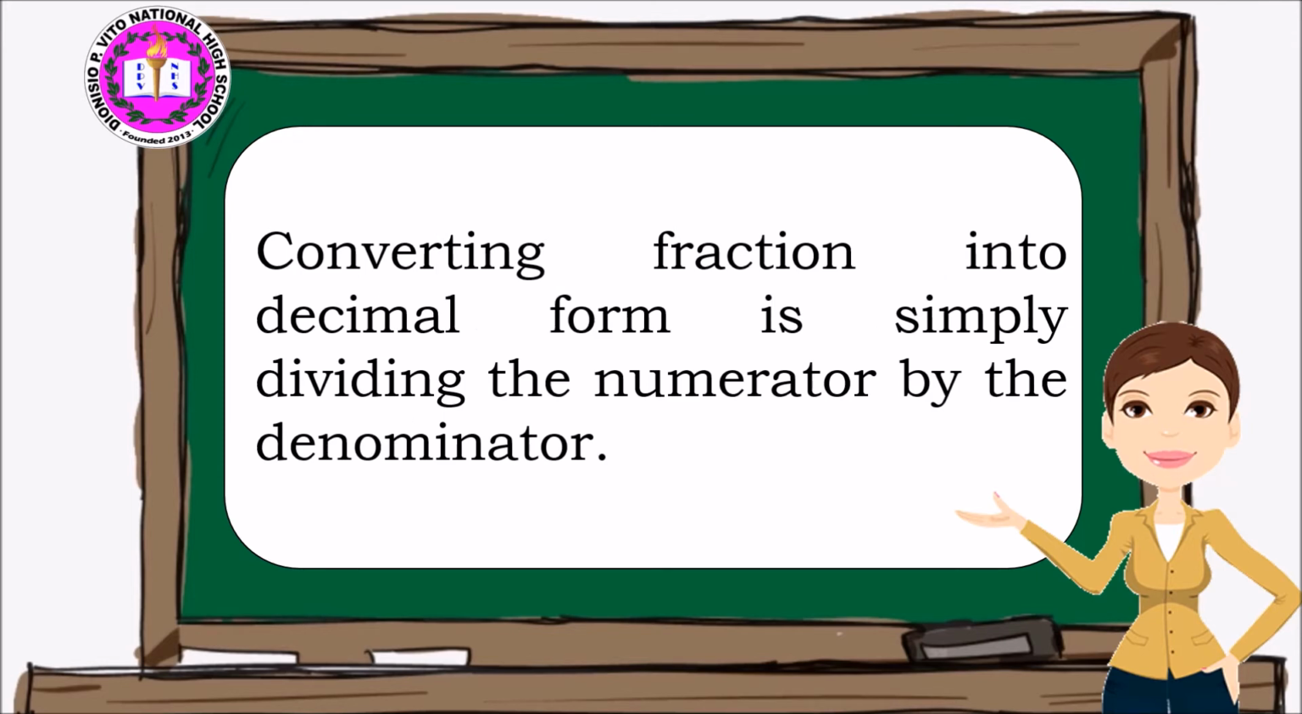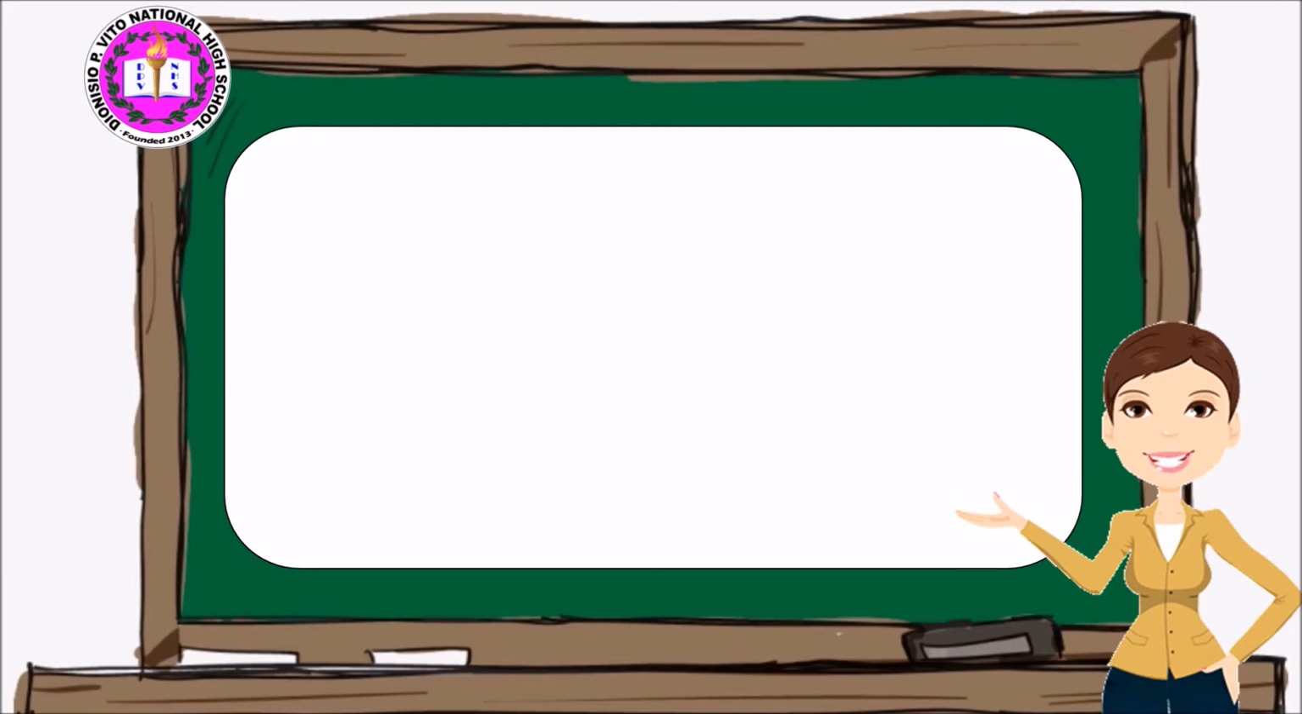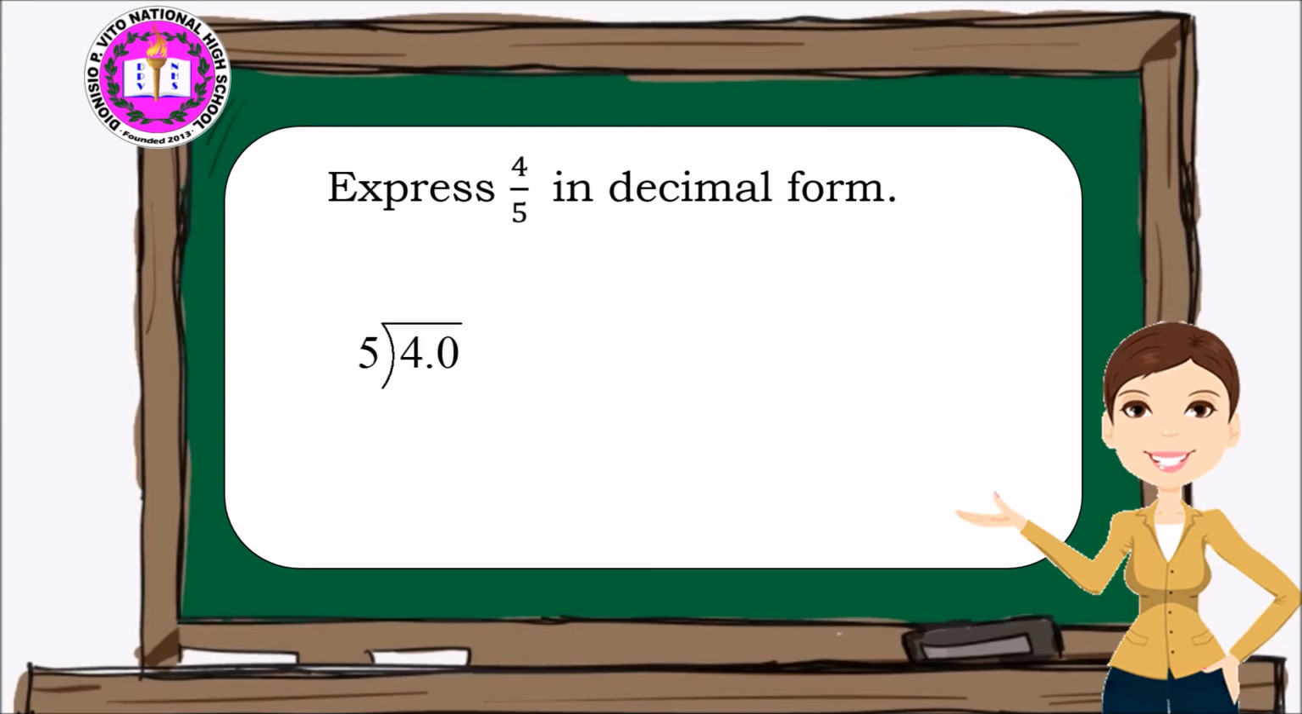Converting a fraction into decimal form is simply dividing the numerator by the denominator. Let's have an example. Express 4/5 in decimal form. So we're going to divide 4 by 5. Therefore, the answer is equal to 0.8. Therefore, 4/5 is equal to 0.8.